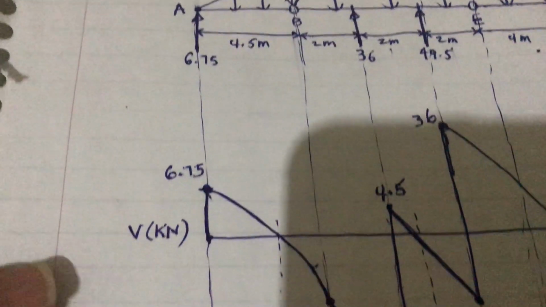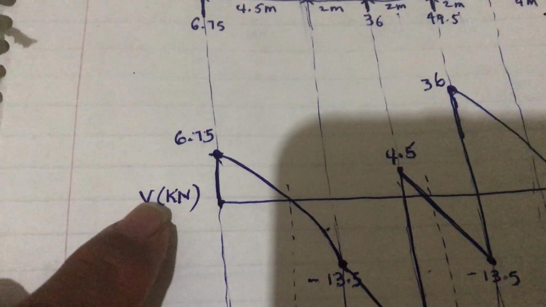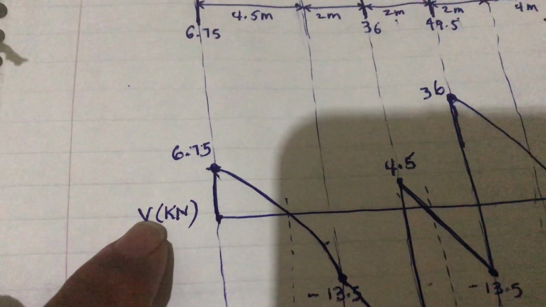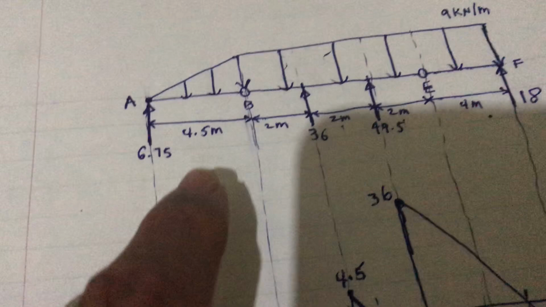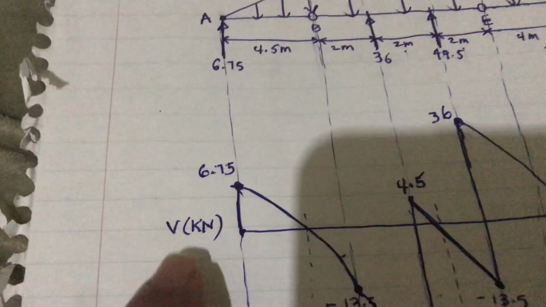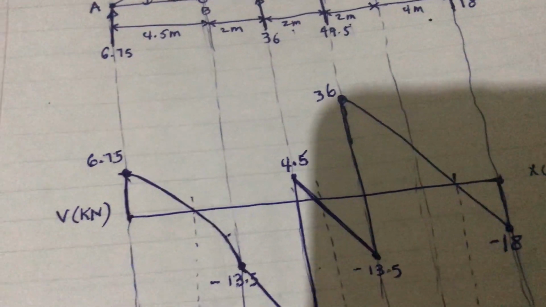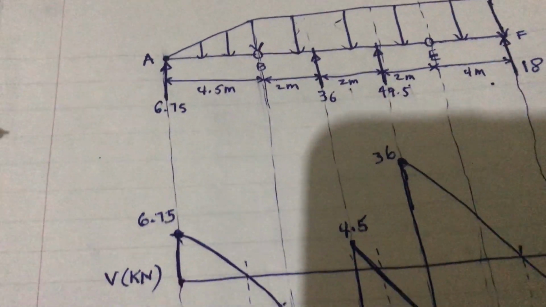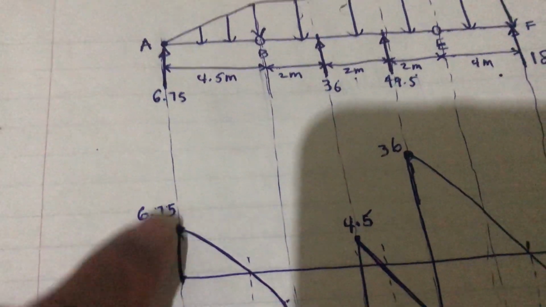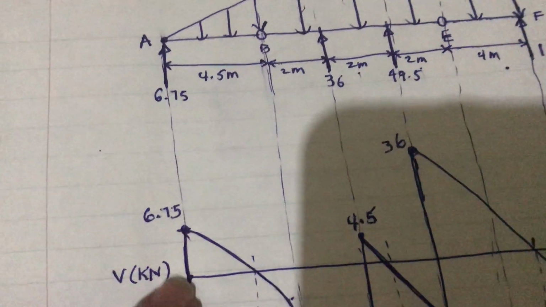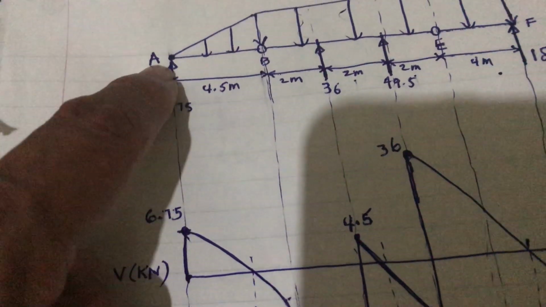And of course it's 9 uniform all the way here, and then it goes down. Now, to draw the shear diagram, shear is V, and everything is in kilonewton. So we put kilonewton here, and we put x in meters. So the shear will start going up. Look at this, going up. At this point is 0, it's going to go up 6.75.